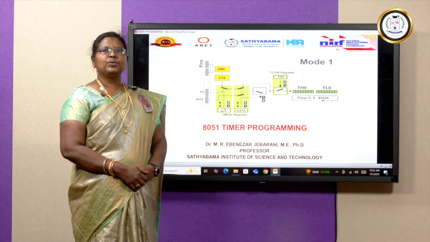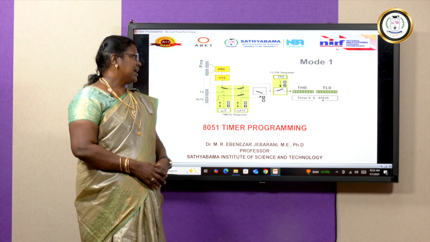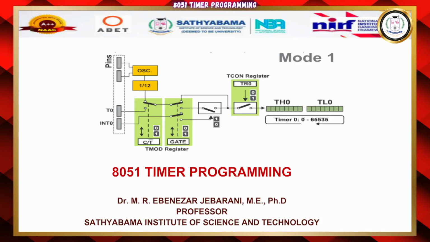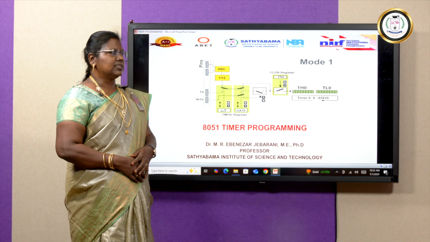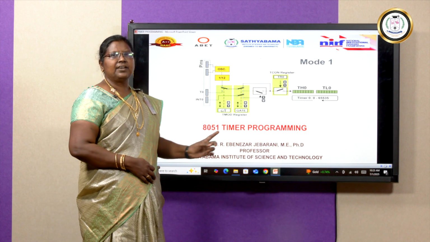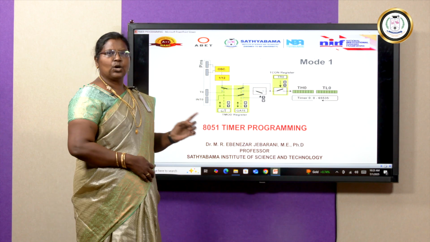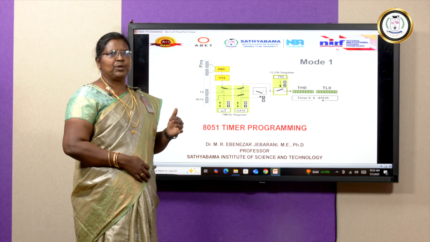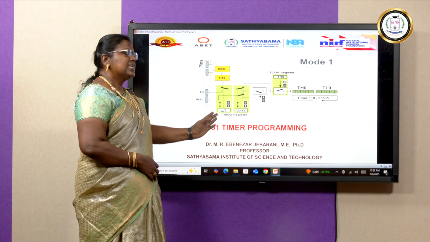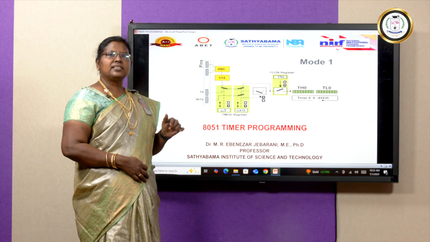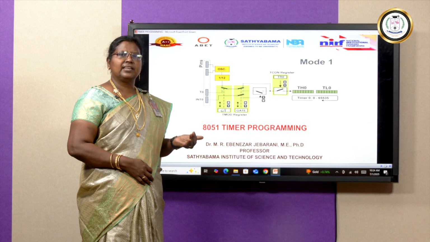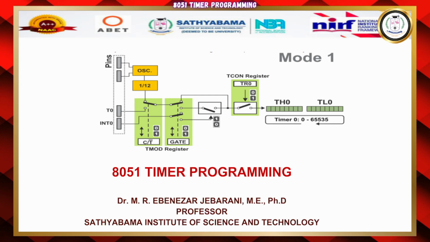In this, we are using mode 1, and for the timer we have two SFRs, that is, special function registers. One is the timer mode register, the other one is the timer control register. We can select in which mode the timer operates, either counter mode or timer mode. That will be decided by C/T bar. When it is 0, it acts in the timer mode. Similarly, the gate should be low, as well as in the timer control register.